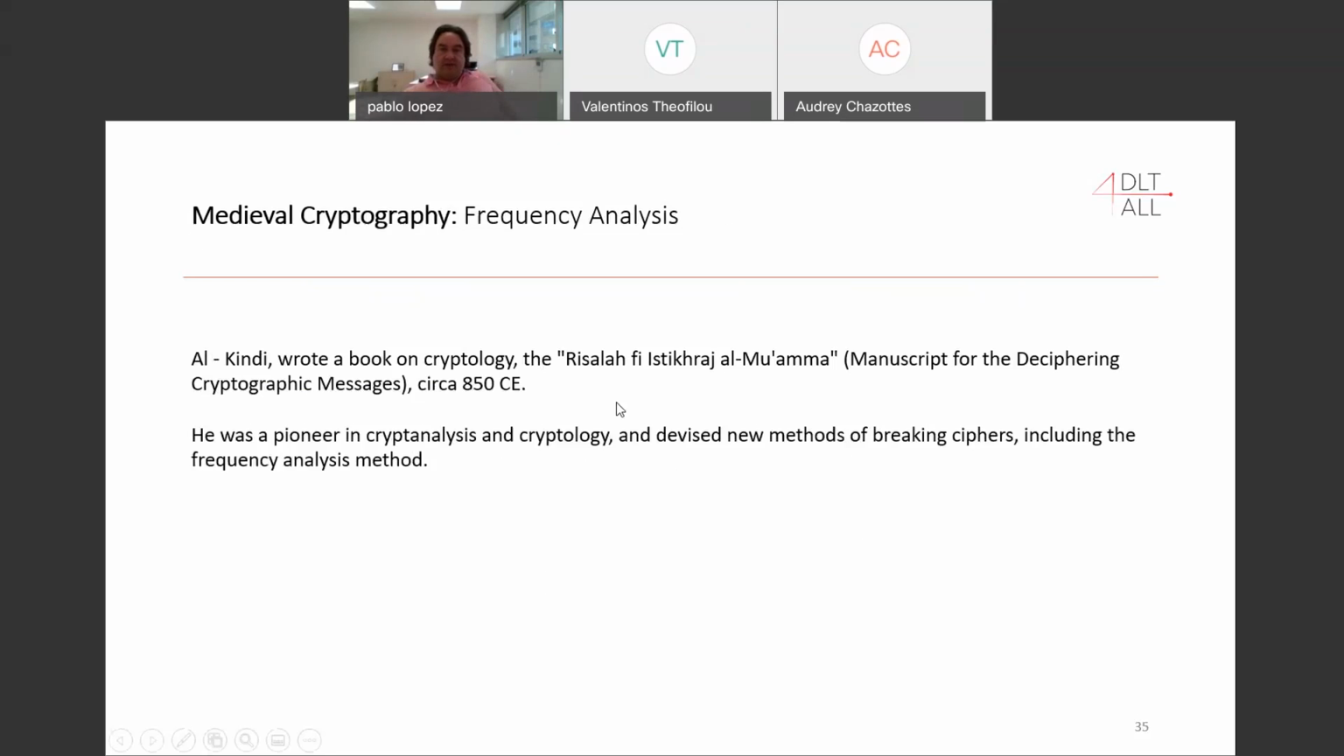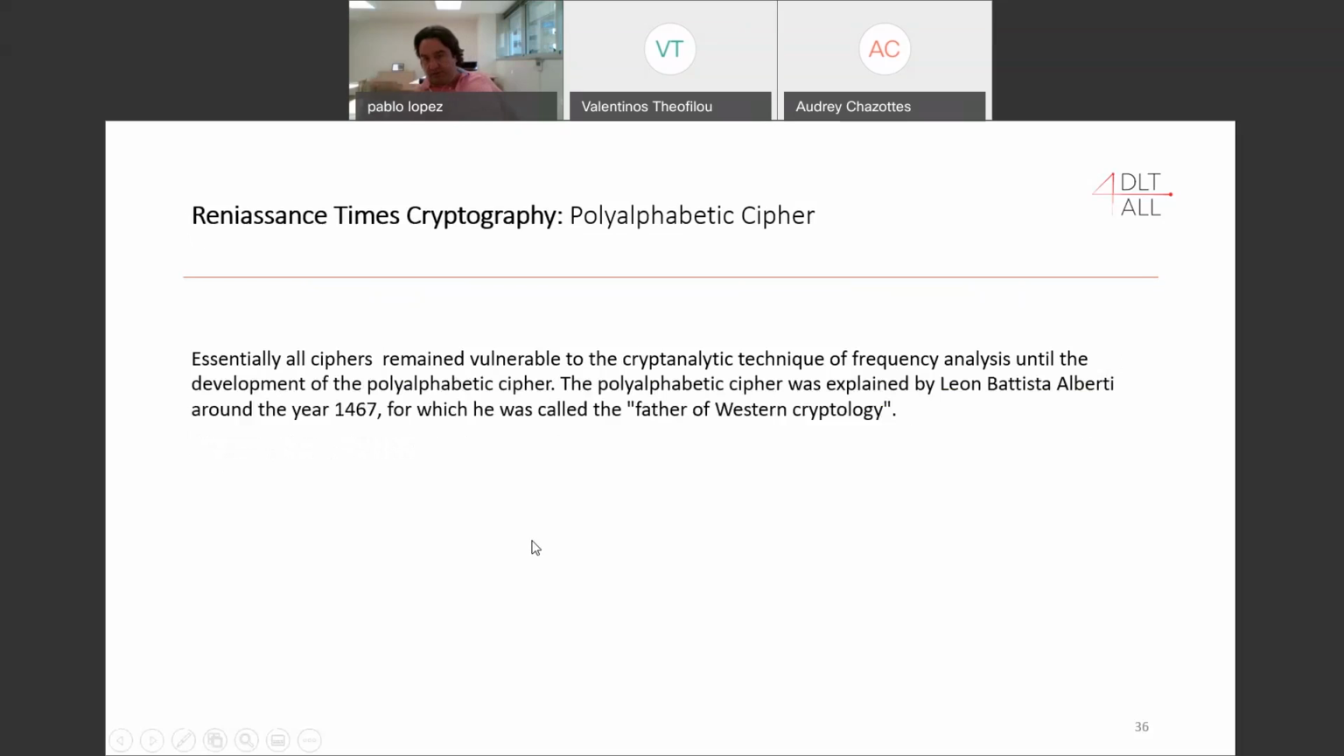Al-Kindi, the Risala, the manuscript of the cipher cryptography message. We can see how, during the story, we have different methods, the first one or the oldest one being closer to brain games or logistic games. And since the Renaissance, we started to see the polyalphabetic cipher of Leon Battista Alberti, which goes a little bit deeper.